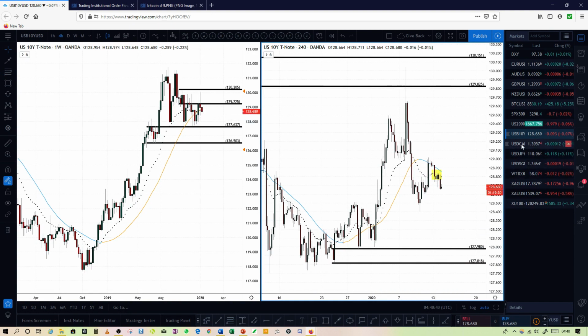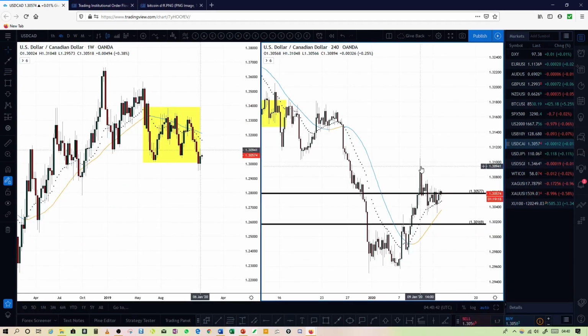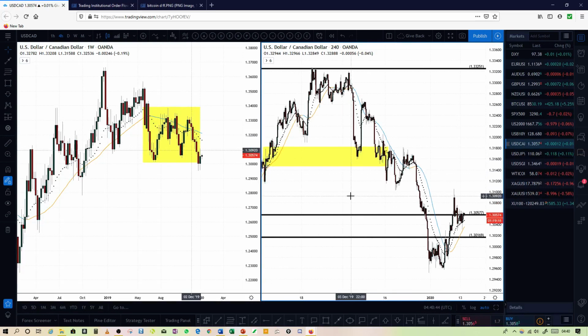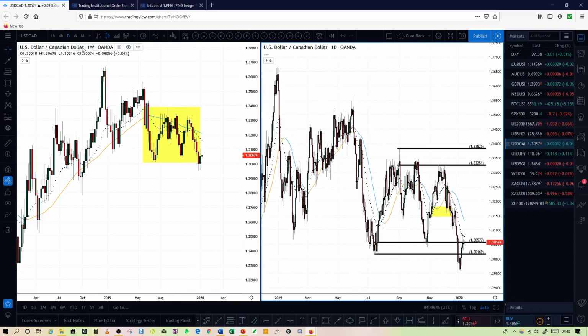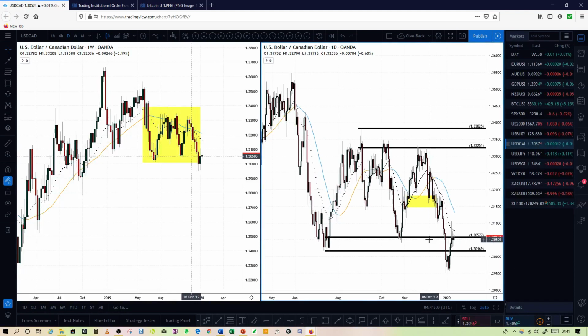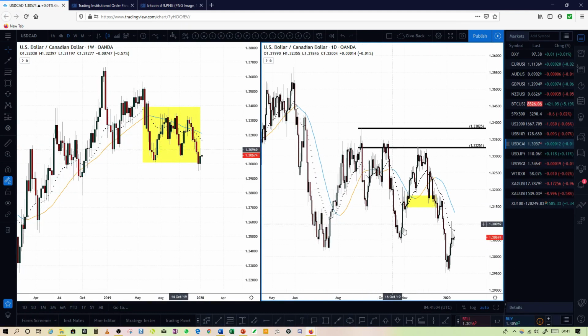All right. The US dollar Canadian, let's go back to the daily on this one. So the US dollar Canadian, very, very sloppy. We are trying to get some movement out of this box range that we talked about previously, but it's just not quality enough. So at least let's clean up the charts. There's nothing to do right now in this market.